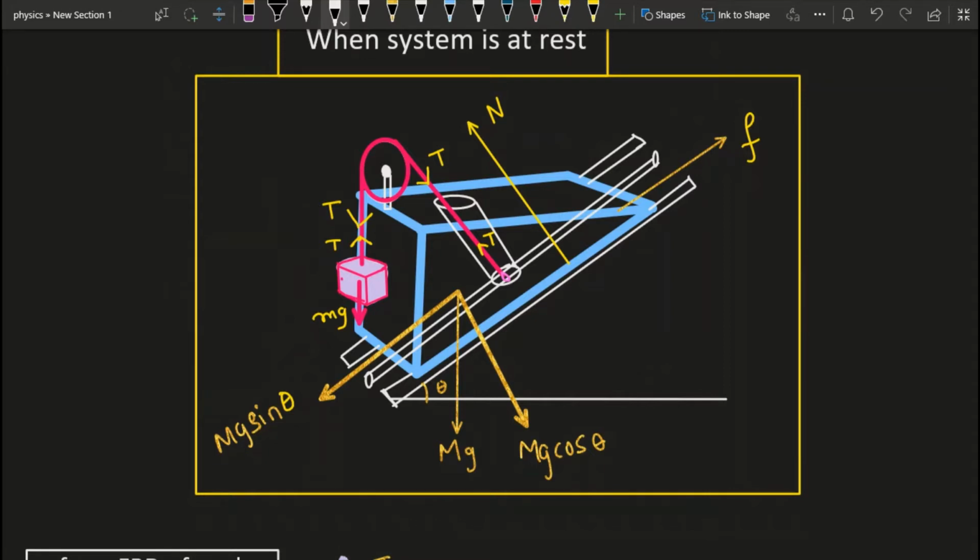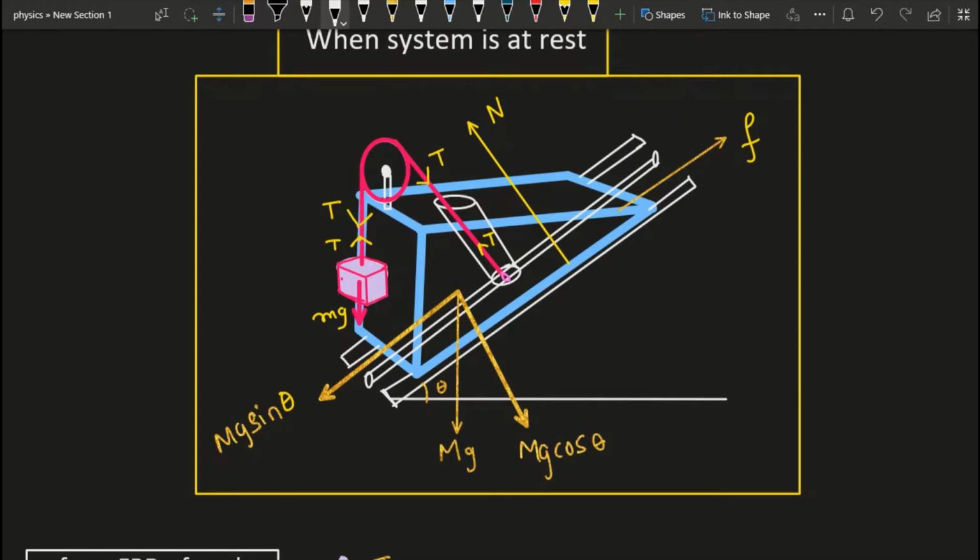First of all, I have resolved this mass capital M, and the weight due to this mass capital M, that is Mg, is acting vertically downwards, and it is resolved into two components, that is Mg cos theta and Mg sin theta. Mg sin theta is a component which is acting along the incline and it is downwards, and Mg cos theta is a component which is acting normal to the incline, as shown in the figure.